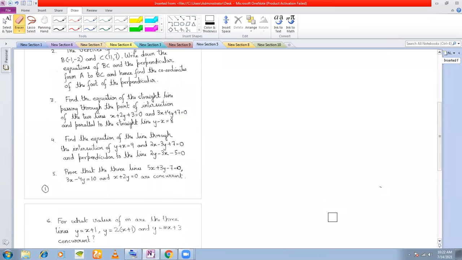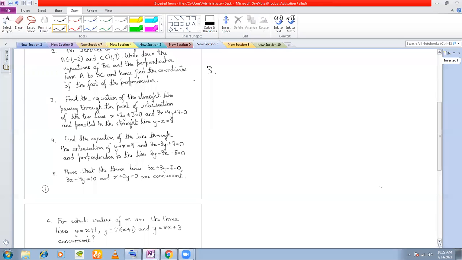Next problem here is number 3. Number 2 we have already finished. Number 3: find the equation of the straight line passing through the point of intersection of the two lines and parallel to the straight line.